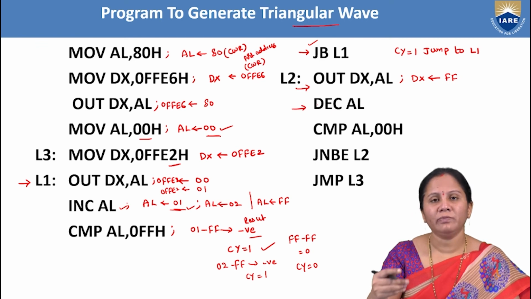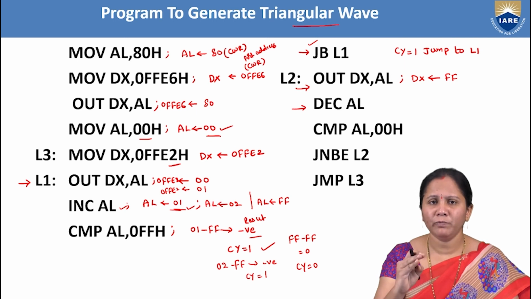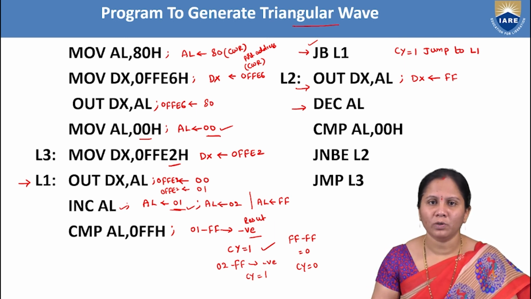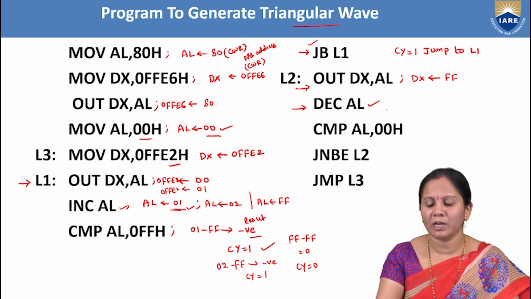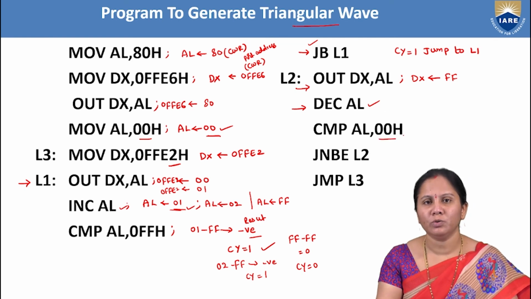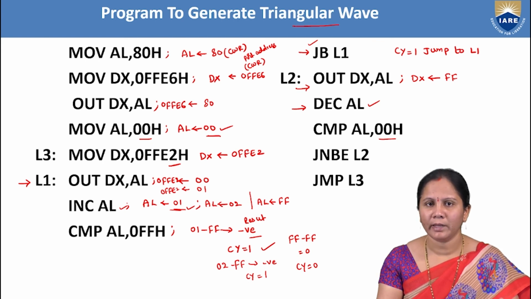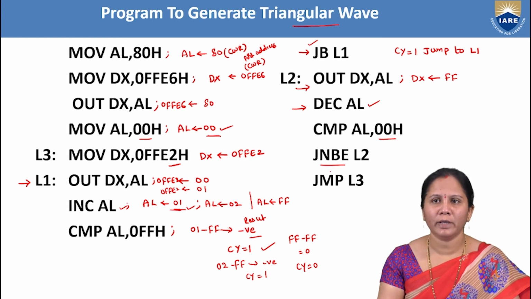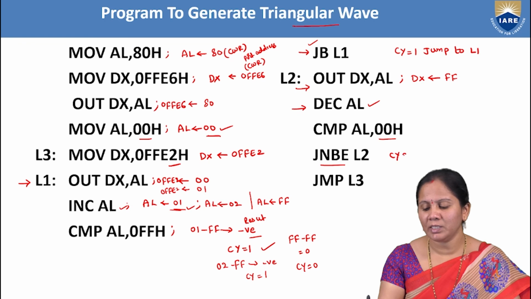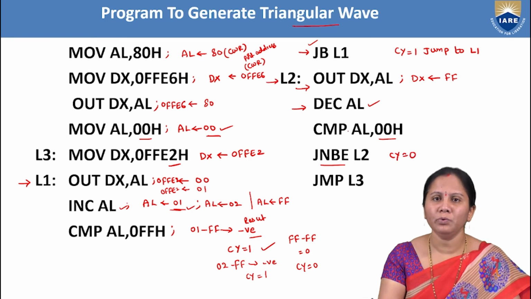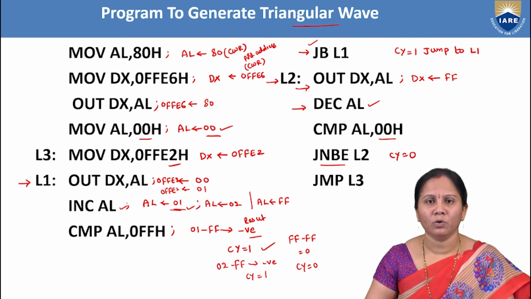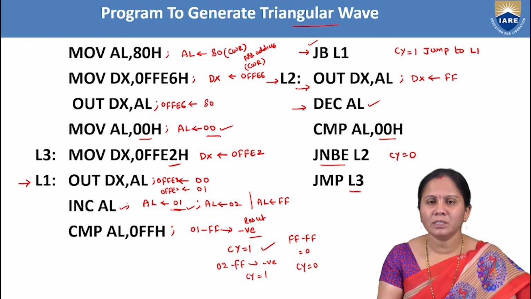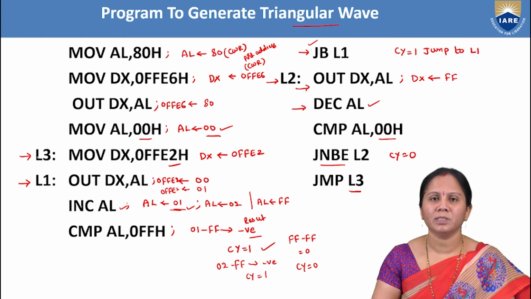After reaching the maximum 5 volts, from 5 volts it has to decrease to 0 volts. That is why here you have to use the DEC AL instruction. After decrementing by 1, AL will be compared with 00. After comparison, there will be a carry, or in some conditions there will not be any carry. Here JNB means jump if not below. That means if CY is equal to 0, it goes to the label L2, and the same instructions will be repeated in order to get the negative slope. Jump L3 means the same lines will be executed in order to produce the next cycle.